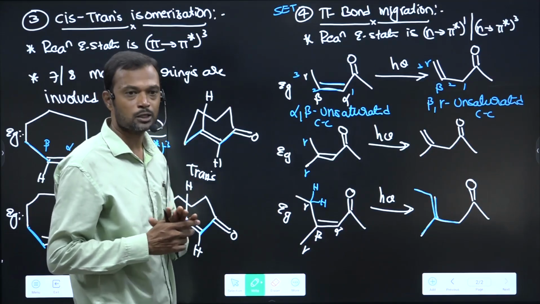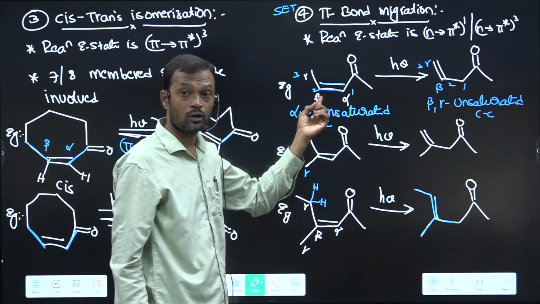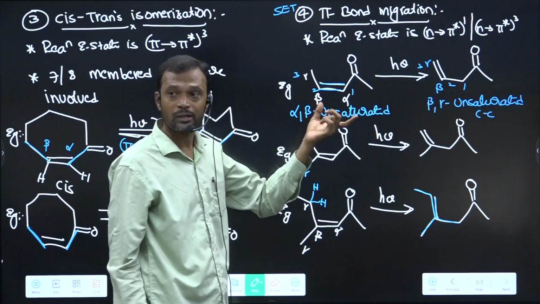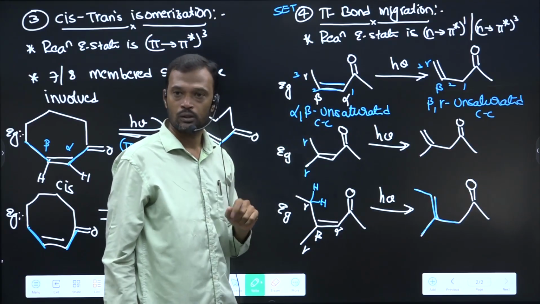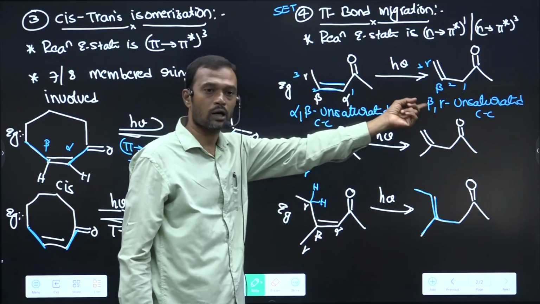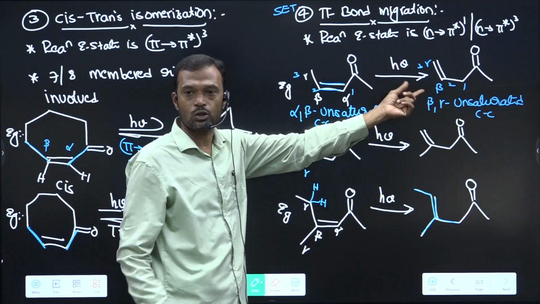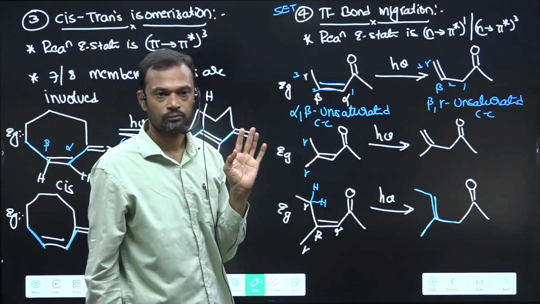So normally, one point to explain: is the double bond aliphatic or cyclic? Aliphatic, open chain. But open chain never is involved in photochemical reactions like cycloaddition. That is one code to identify. Suppose this molecule is given, go for double bond migration. Don't go for photocycloaddition. Don't go for photodimerization, etc.